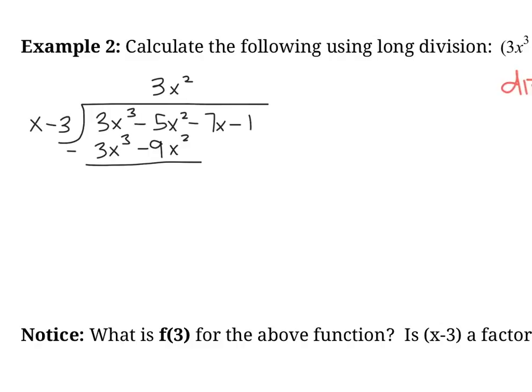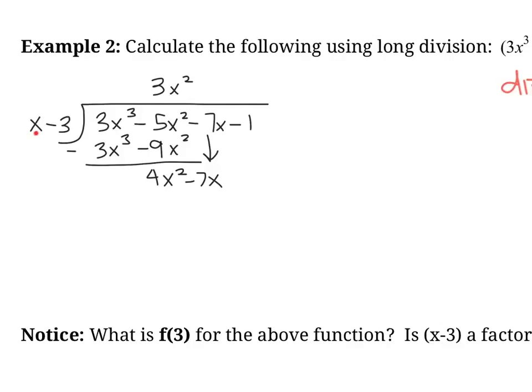Then we have negative 5x squared minus 9x squared. That's going to be positive 4x squared. Then if you look above, our next step was to bring down the next term. And our next term is negative 7x. And we're going to do the process over again.